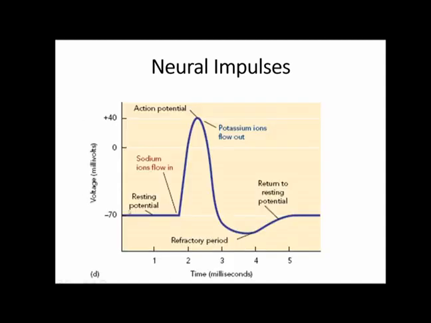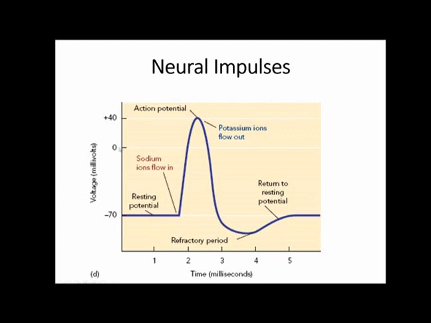So this graph is going to be showing us all of the different steps of having a neural impulse. And so on here, we can orient ourselves. This axis is giving us the voltage in millivolts. So this is the charge across our cell membrane. And so we have -70 is an important charge.